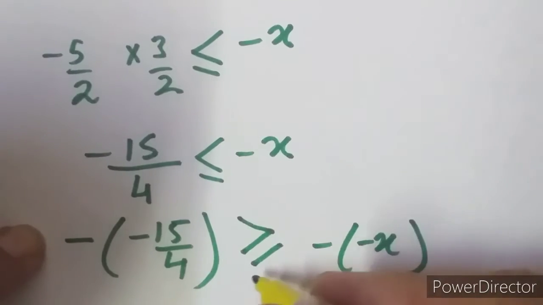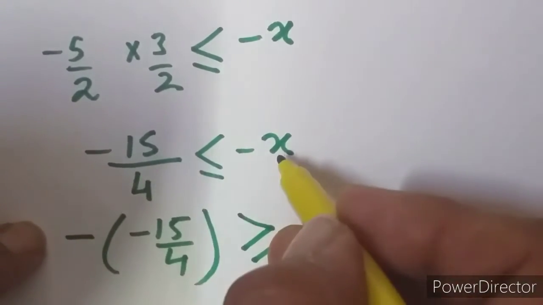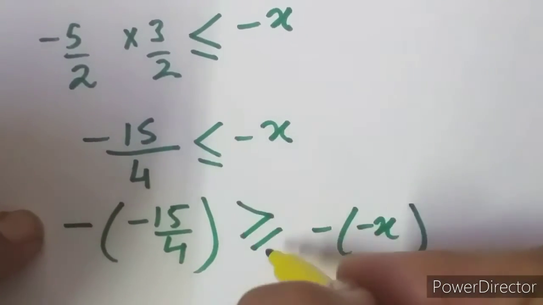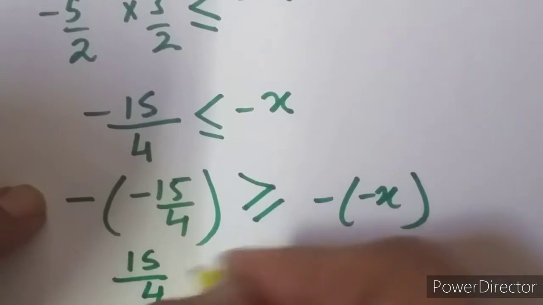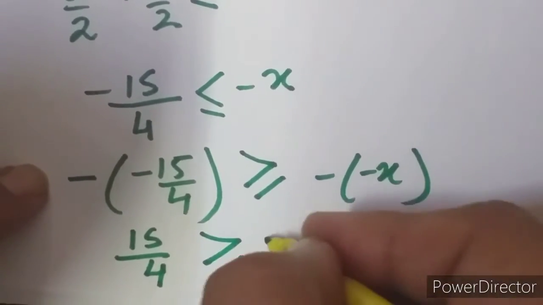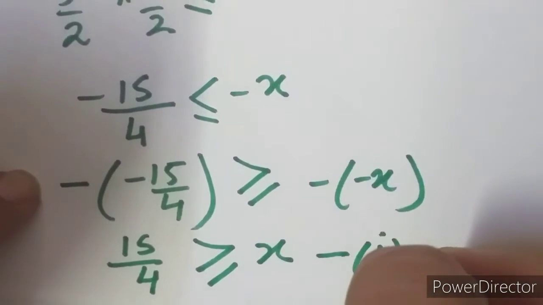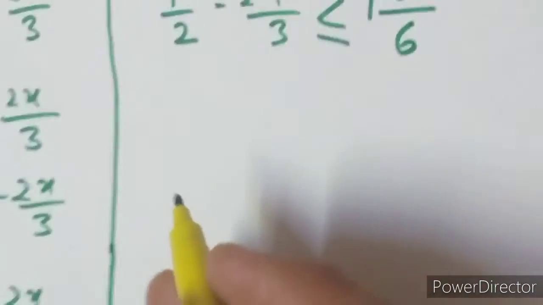Remember, this is most important. This is the only way of removing the minus sign from both sides. Multiply both sides with a minus sign and change the sign of inequality so that minus minus becomes plus. 15 by 4 greater than or equal to x. This is our first part of the answer. Now coming to the next part of the answer.